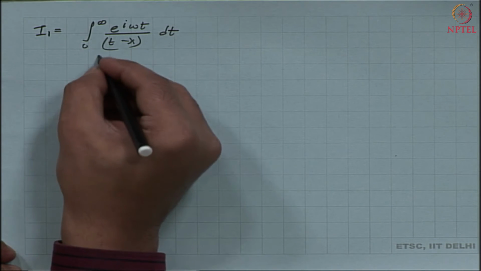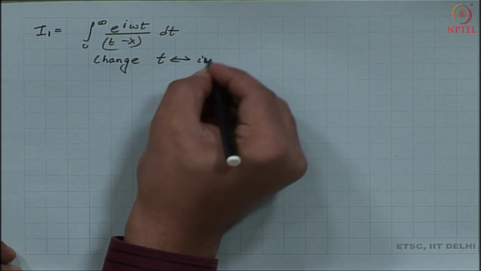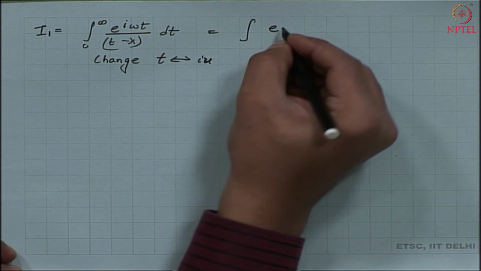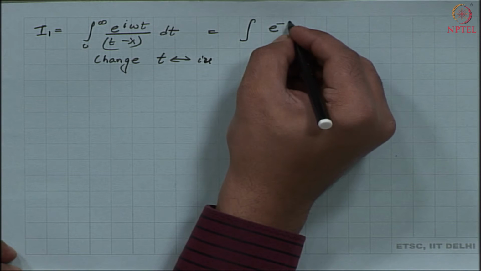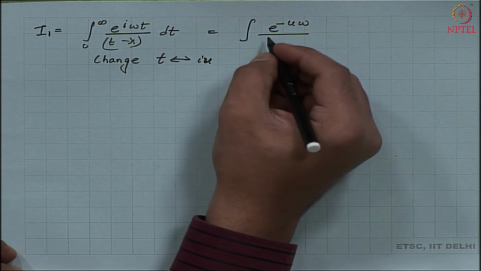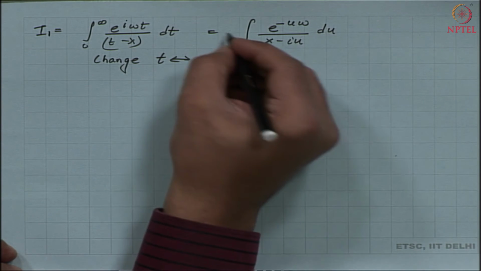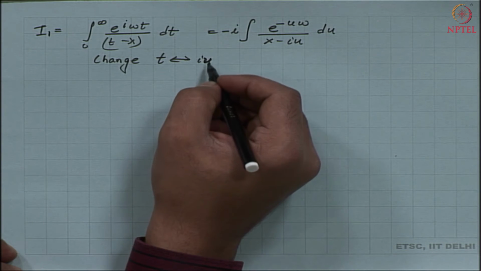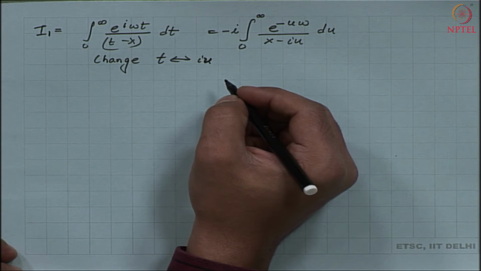I am going to change my variable t as follows. So, introduce iu instead of t. So I get that this new integral is the integral of e to the power negative u omega divided by, so instead of t I have iu, x minus iu, du. And I can pull out this negative i common, and taking the appropriate limits, this will also go from 0 to infinity. Okay.